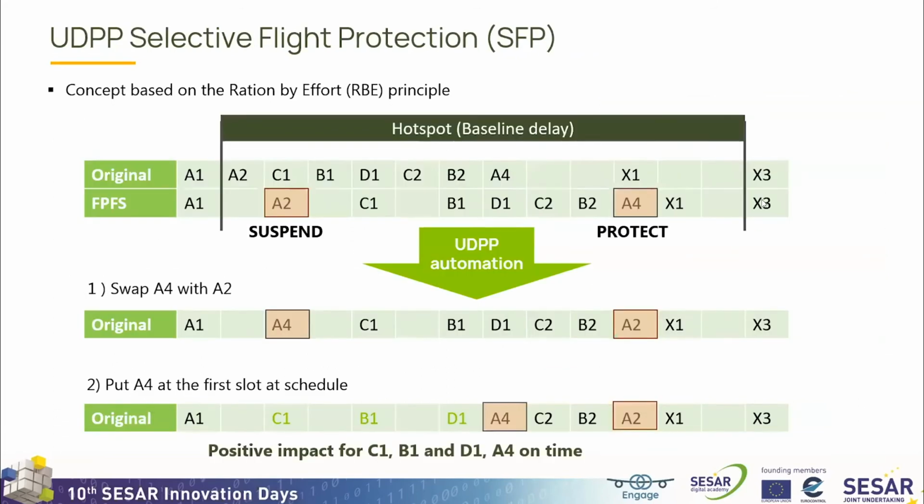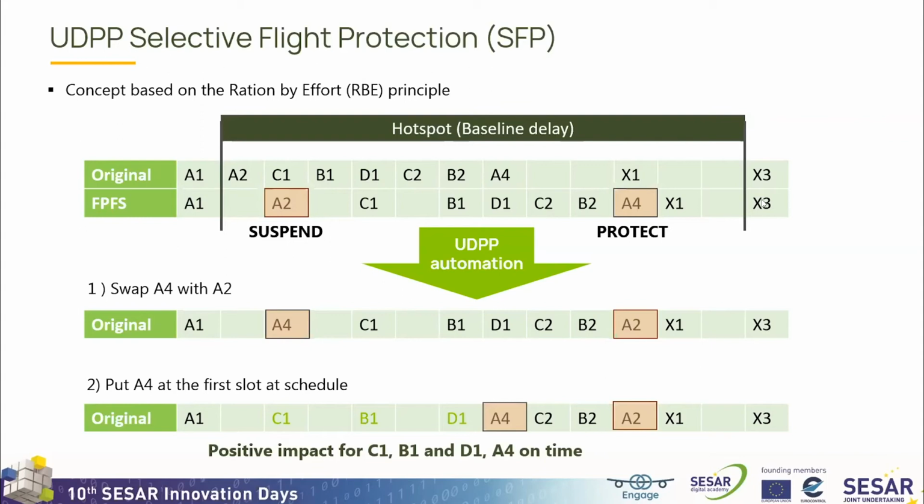The second prioritization mechanism that we have implemented is the UDPP selective flight protection. This concept is based on the duration by effort principle, meaning that you have to give something first in order to get a reward.